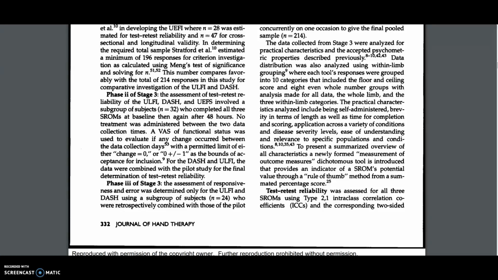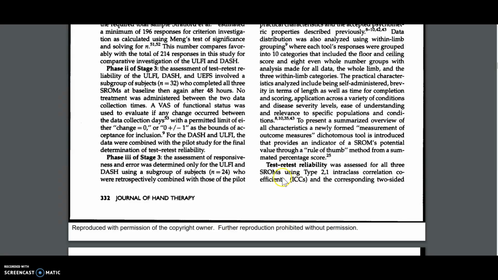Okay, so continuing on from video 2, we left off just pretty much describing what those different phases of stage 3 included and what was done. Once they get done describing each of the phases of stage 3 and what was looked at and what was done, they go on to start telling you how they assessed statistically for the different areas of reliability, responsiveness, and validity. So looking down on page 332, we'll start here.